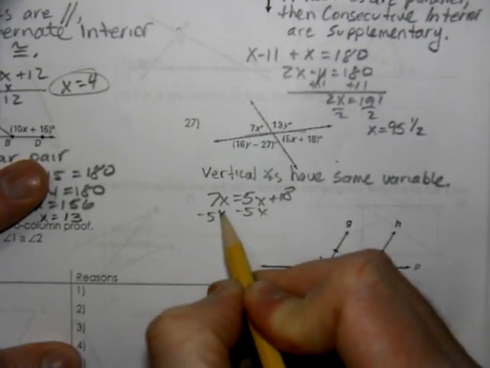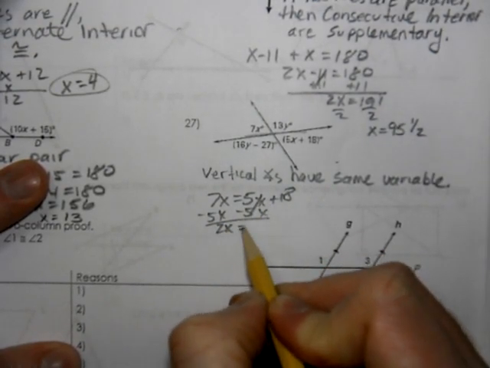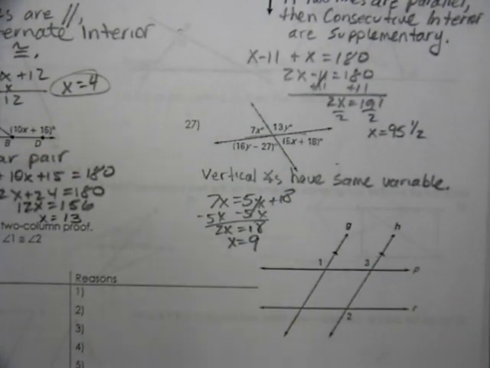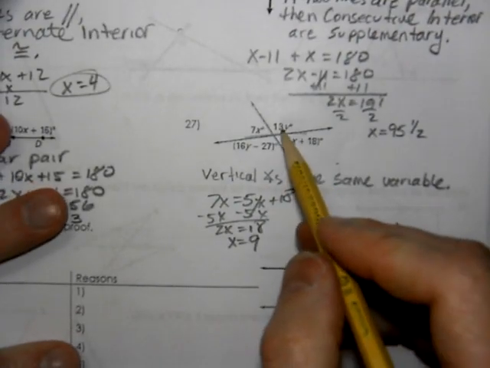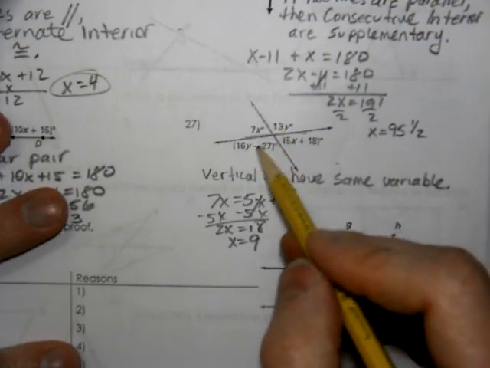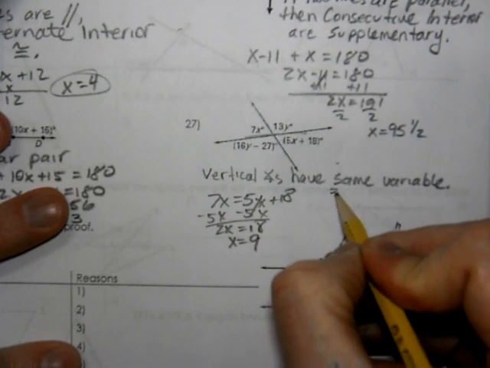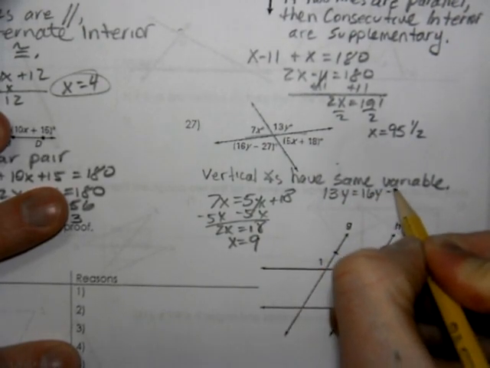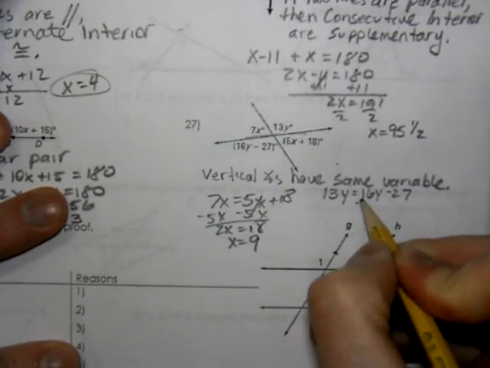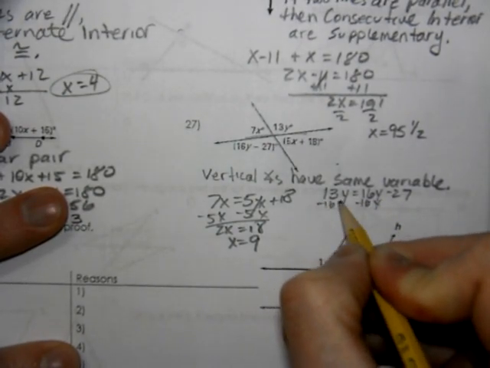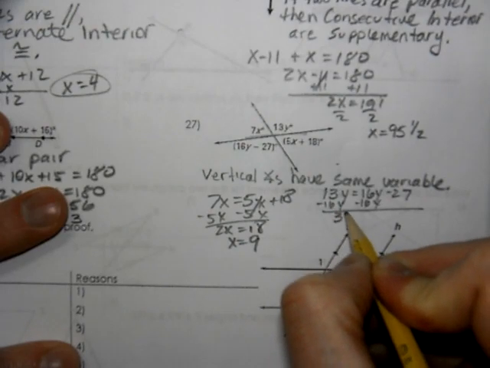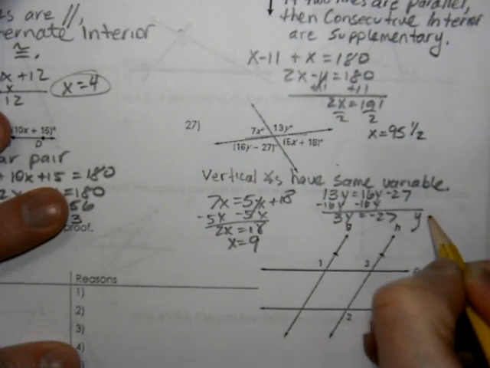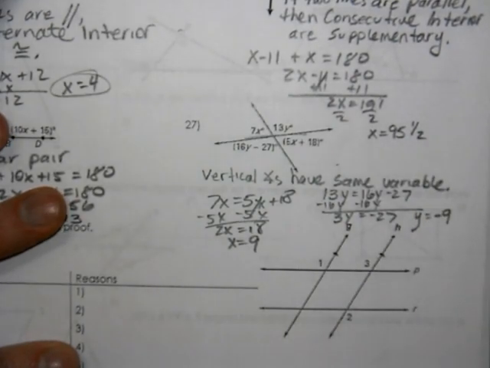Subtract and figure out that x is 9. The y value, those are also across from each other, so those are also vertical angles. So I'm going to subtract the 16 to get 3y, that equals negative 27, divide, and it looks like this comes out to be negative 9.